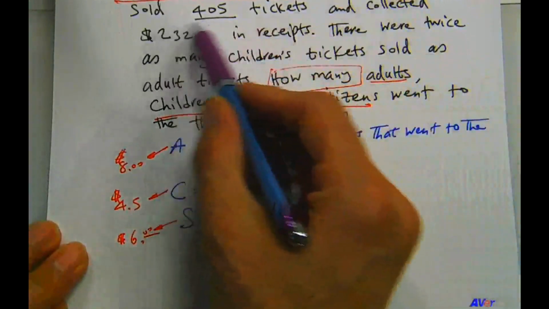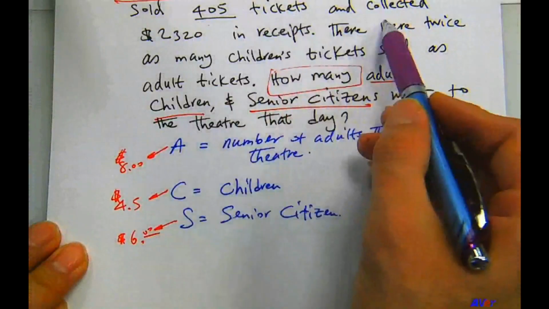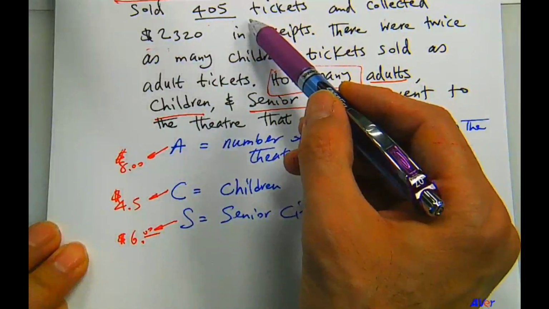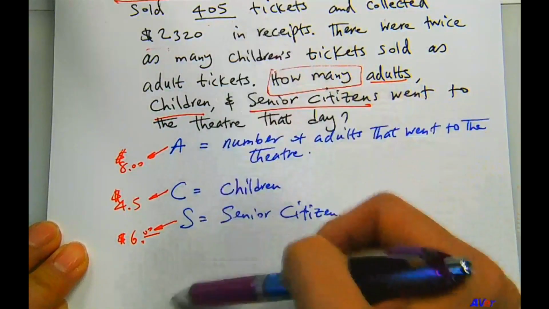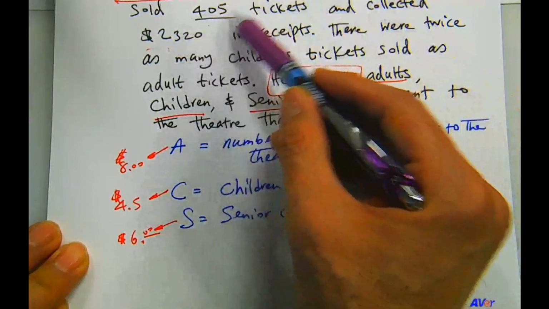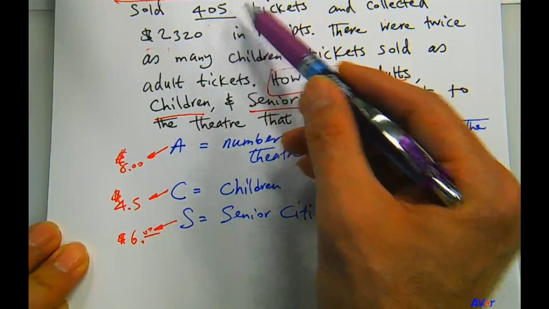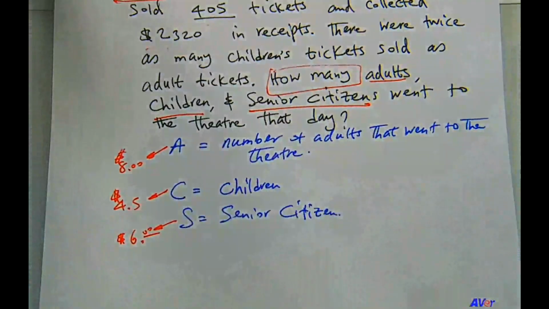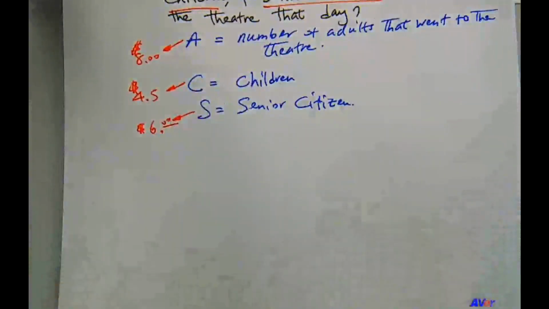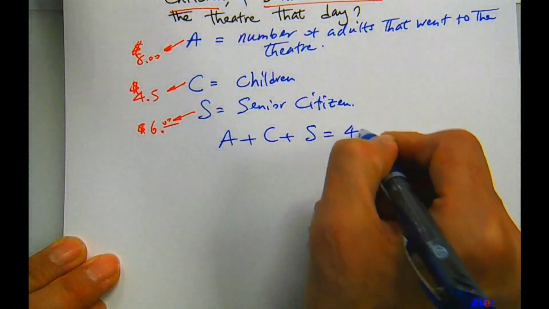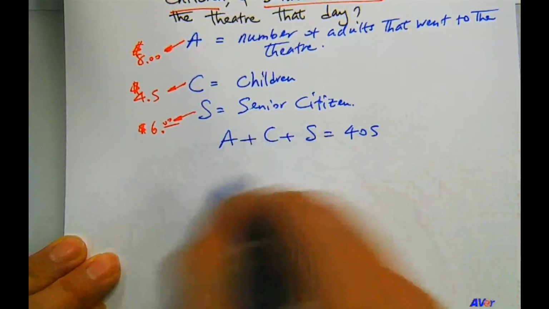One day the theater sold 405 tickets and collected this much in receipts. Great. So keep in mind, we need 3 equations, because we have 3 unknowns to solve for. If the theater sold 405 tickets, we can translate that as A plus C plus S equals 405 tickets. So A plus C plus S equals 405. That's one of the equations.